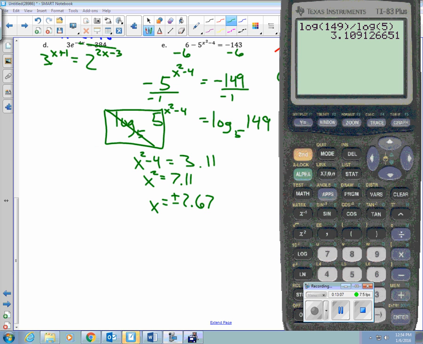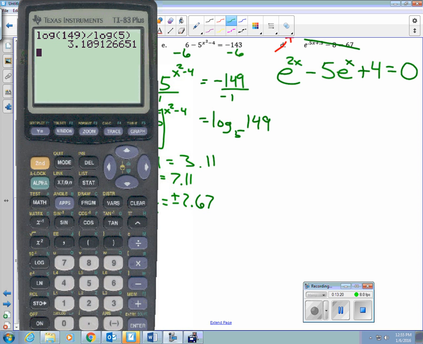Okay, please notice in your solution set that this ends up being a plus or a minus 2.67. So it is an x squared. Okay. All right, so let's move on to the next problem.